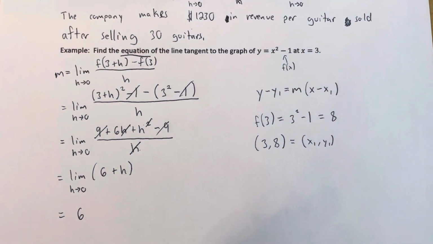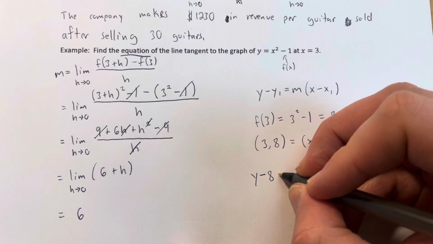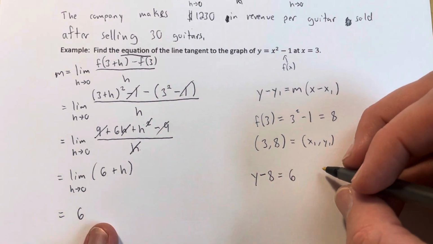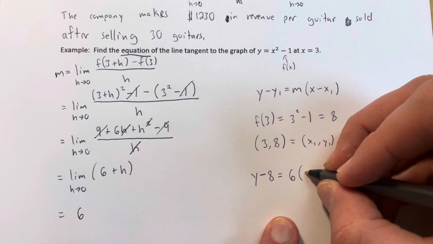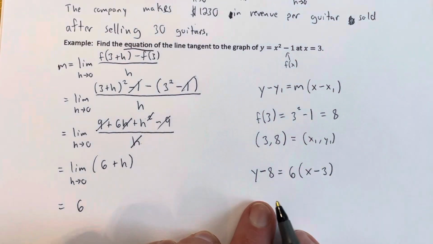So taking everything that I found and plugging it in, I get y minus y1, which is 8, equals m, which is 6. That's what most of our work went into finding, times x minus x1, which is 3. Okay, I can leave it in this form.